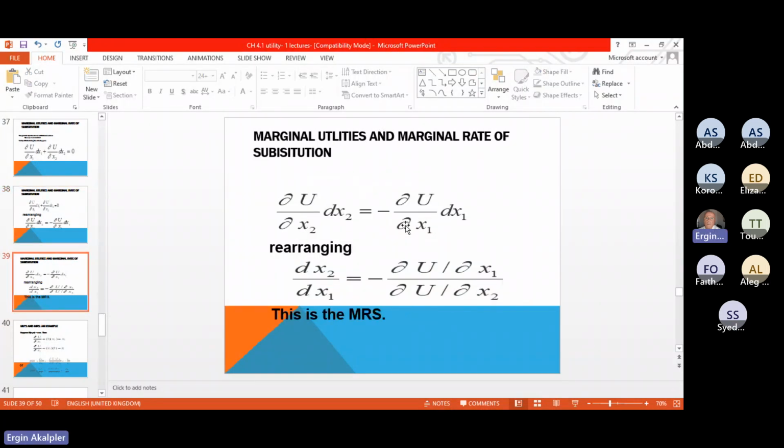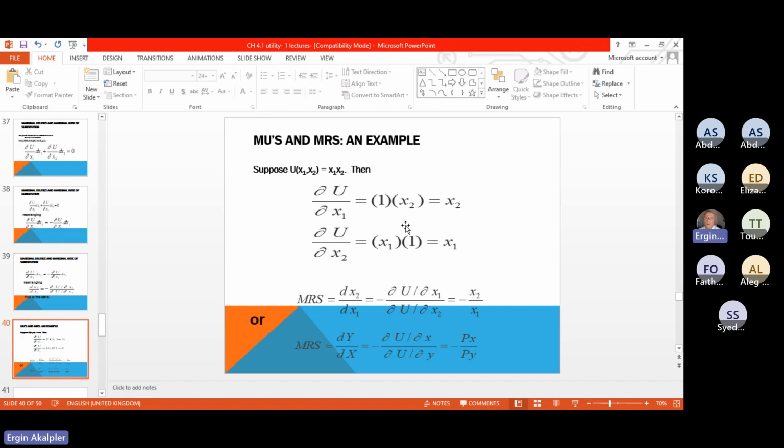With this rearrangement, we divide each side by delta x1, so we have delta x2 over delta x1, and then we divide by delta u over delta x2. When you do this, you will get the upside down of this, and this will rearrange like this: delta u over delta x1 is x2, and delta u over delta x2 is x1.